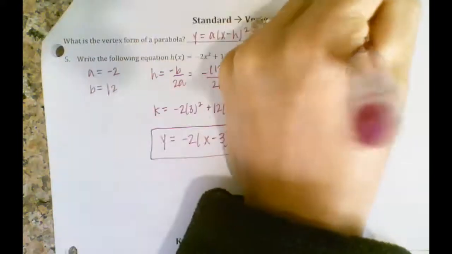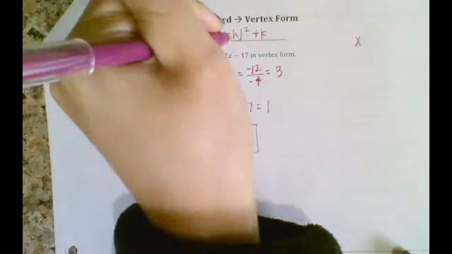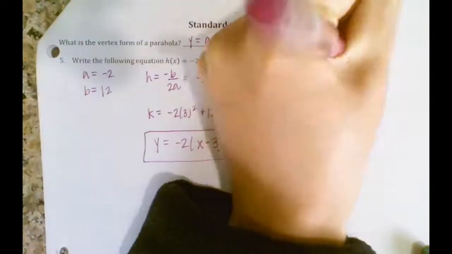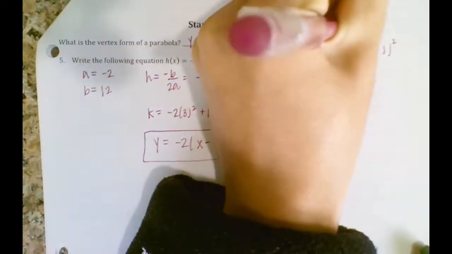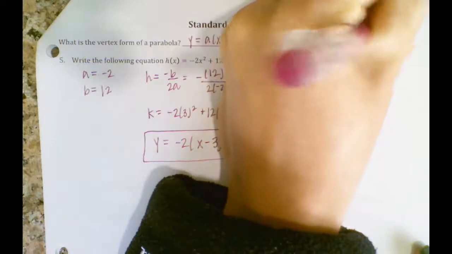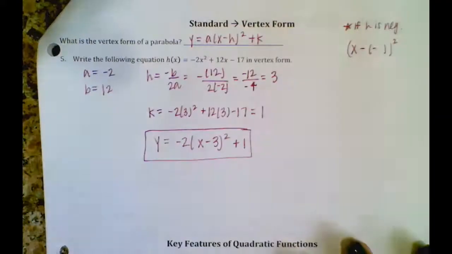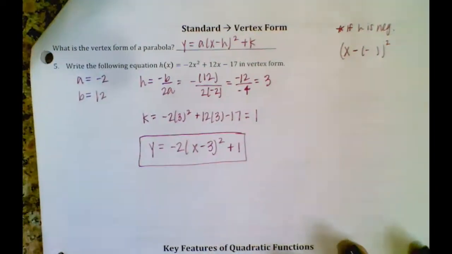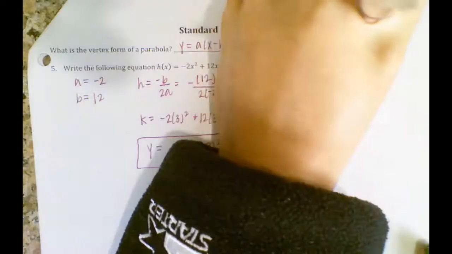Alrighty, remember, just a little side note, if your h value is negative, then you would have x minus whatever that negative number is. And that's what would be in your squared. So this is only if h is negative. Just be careful with that. Then you would do that. So that's why it would become x plus the value. Alrighty, that's just a little side note.